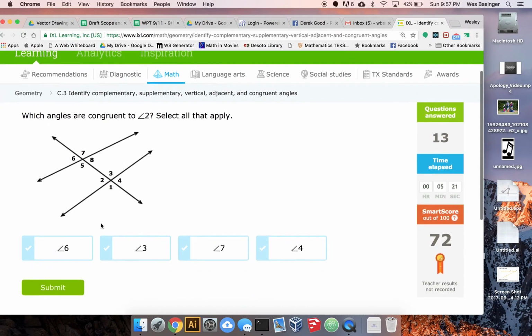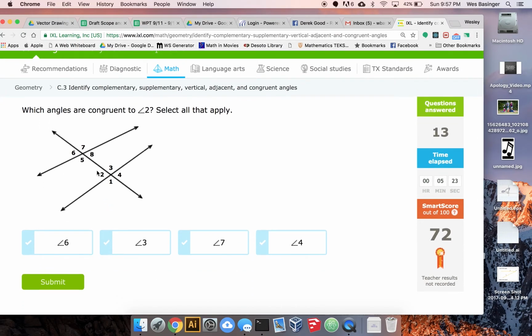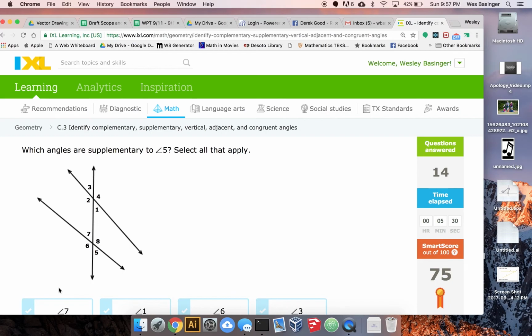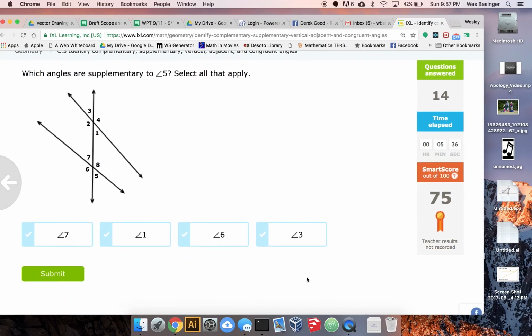Which angles are congruent to 2? Well, that would only be 4 since 4 is opposite. That should give you the idea. They get tricky. They add extra lines in there, but if you just go slow and pay attention, you should be able to figure it out.